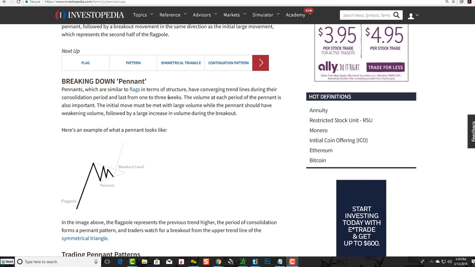The volume at each period of the pennant is also important. The initial move must be met with large volume while the pennant should have weakening volume followed by a large increase in volume during the breakout. Now, that's in an ideal world.